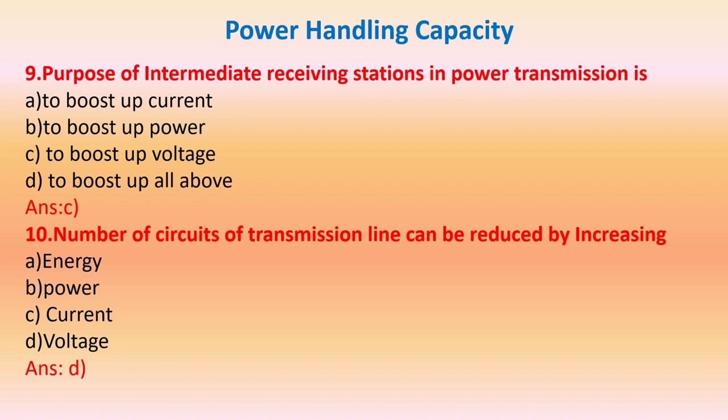Question 10. Number of circuits of transmission line can be reduced by increasing option A, energy, B, power, C, current, D, voltage. Answer is option D, that is voltage. As we increase the voltage level, the number of circuits gets reduced.